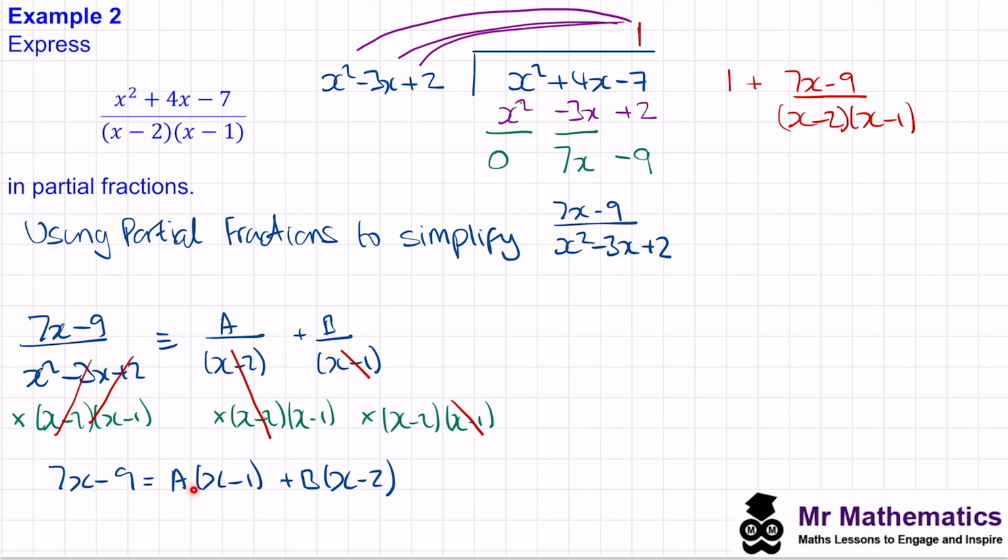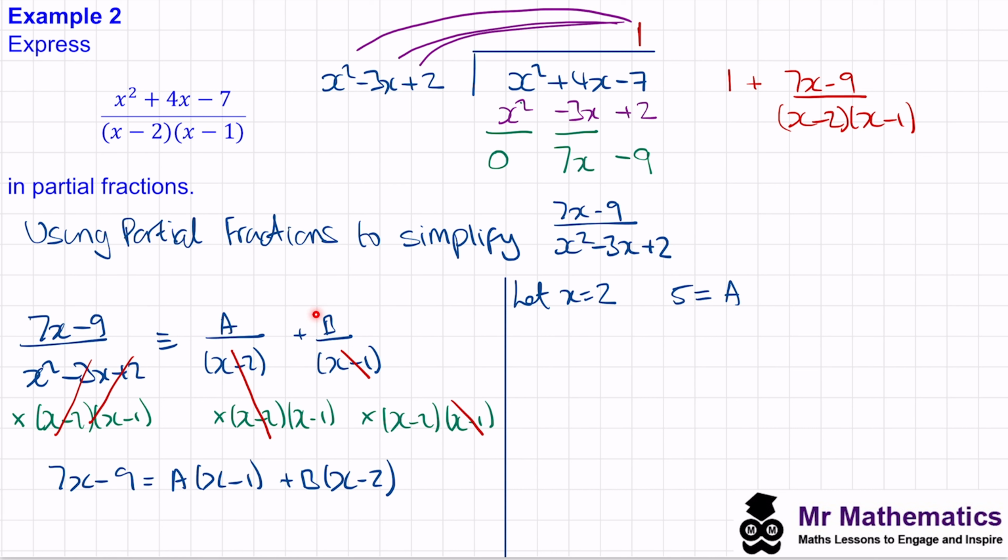And we can work out the value of a by letting x equal positive 2, because then this bracket will become 0. I'll just block this off here. So if we say let x equal 2, then we have 14 take away 9, so 5 is equal to 2 take away 1, which is 1, so 5 will equal a.